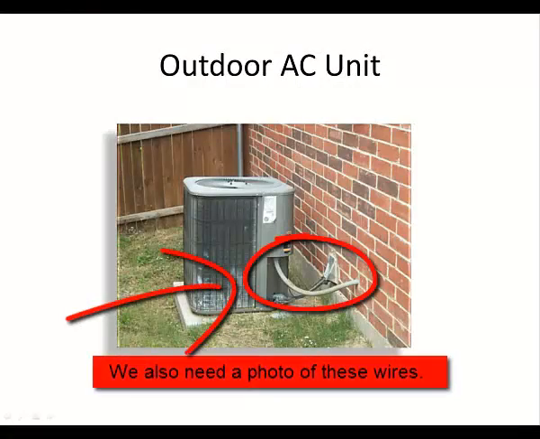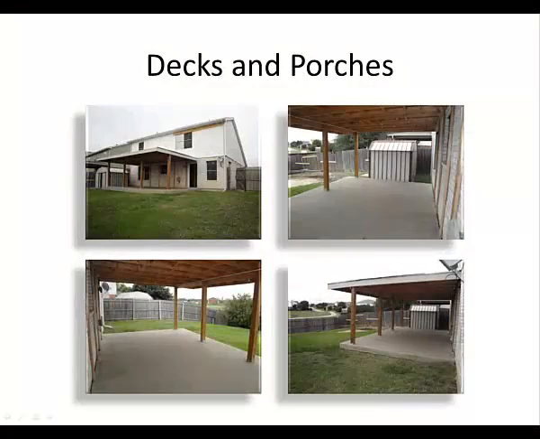We need a photo of the outdoor AC unit, and then anything that's unique about the property, like porches, patio covers, storage sheds, that sort of thing. If it's got a covered patio, that's an amenity. We want to see every angle of it if we can.